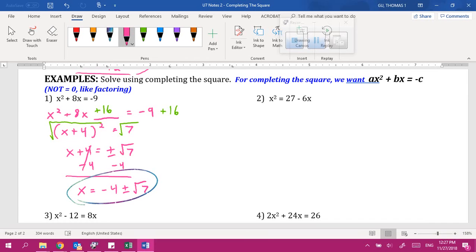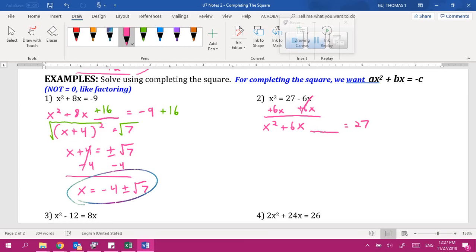Always. So on number 2 now, is this x squared equals 27 minus 6x in the form that we want it to be? No. What do we need to do? Add the 6x to both sides because we want the x squared and the 6x to be on the same side. So now what's my new equation? x squared plus 6x, that line, and then equals 27. That line's supposed to be a blank, okay?